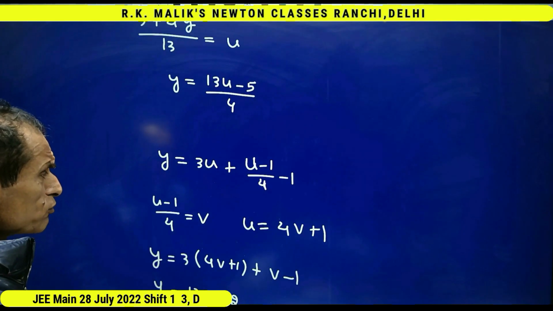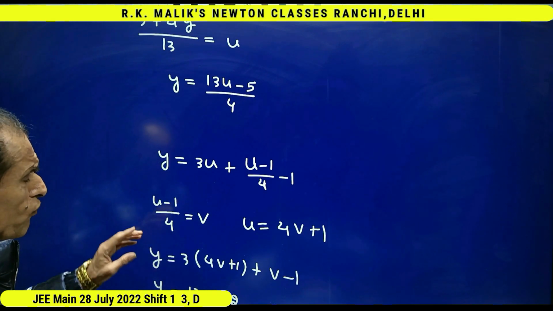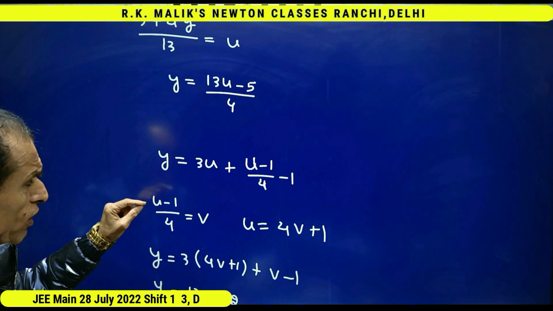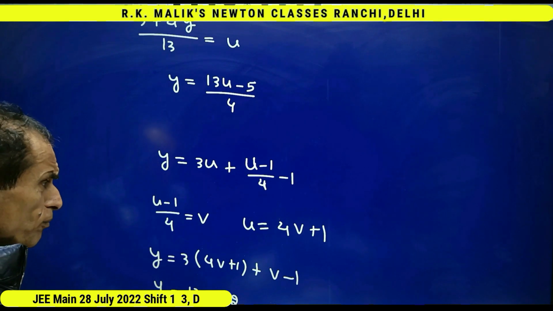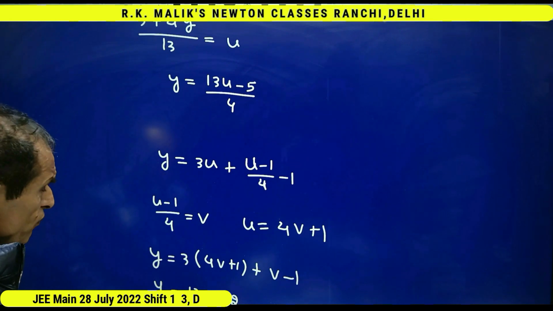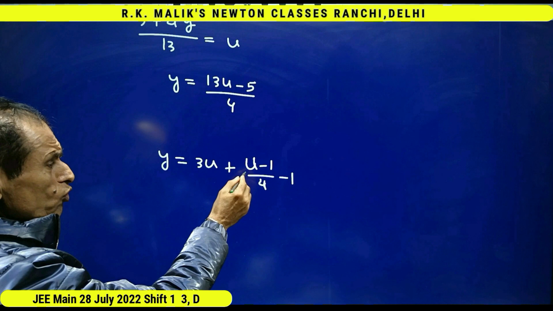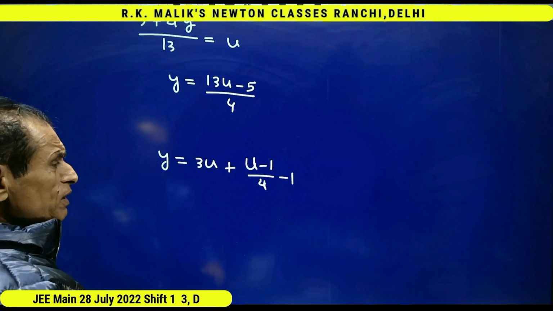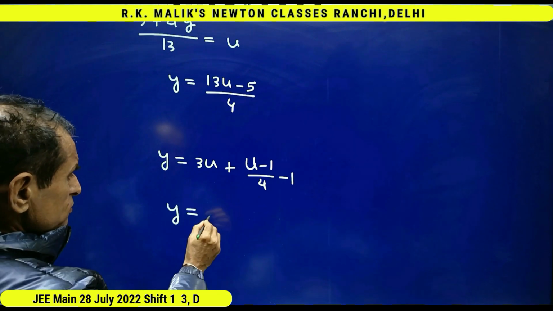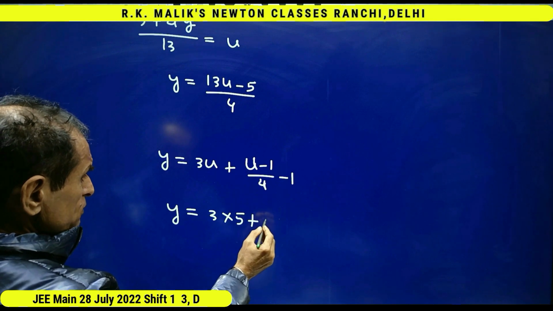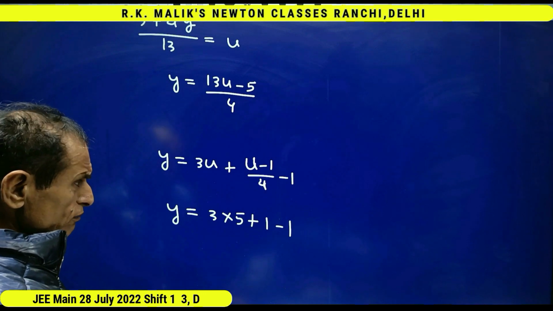And one thing more I would like to tell you is, if in the middle of the procedure you are able to find any integral value of y, then it is not required to proceed further. Just immediately you can stop there and get the solution very easily. See what I mean to say. You can see very easily, if I take u equal to 5, the value of y will become an integer. Hence, I get the value of y as 3 into 5 plus 1 minus 1. I have taken the value of u as 5.